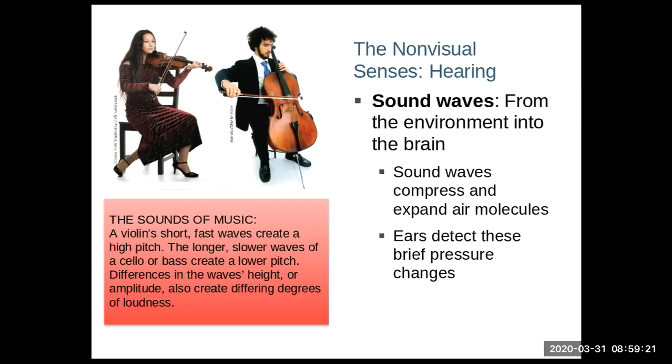So whereas in the visual system, faster or shorter wavelengths were more of a blue or purple color, here we see it as a higher pitch. Longer wavelengths are going to be a lower pitch. So it's very similar to the visual system, except we're talking about high and low sounds. Differences in the height or amplitude, like we saw in the visual system, are going to be louder or quieter, as opposed to brighter or more dull.